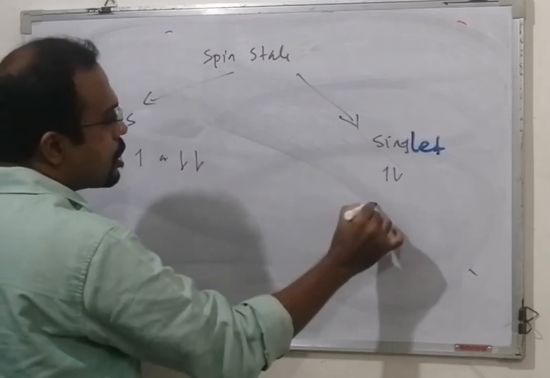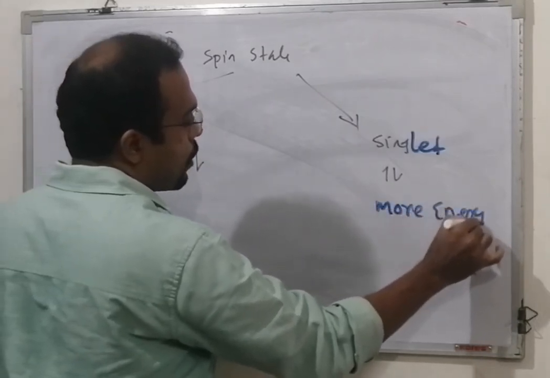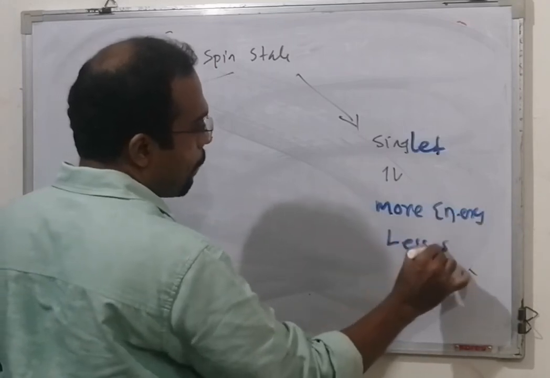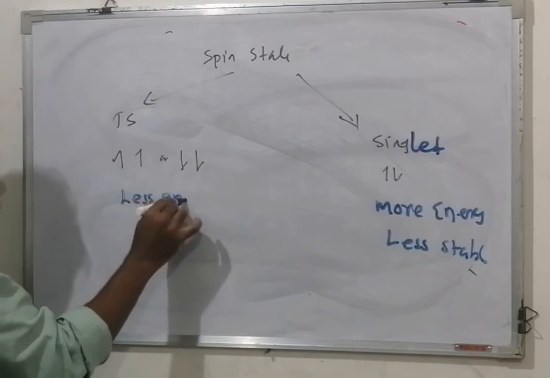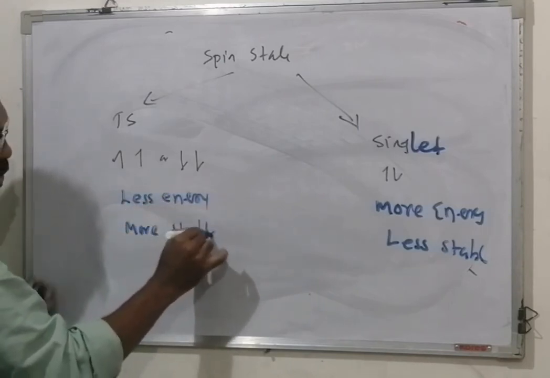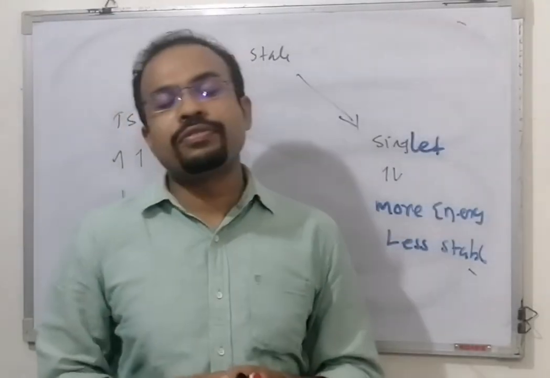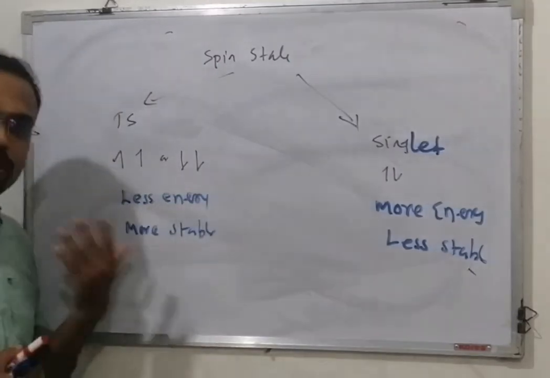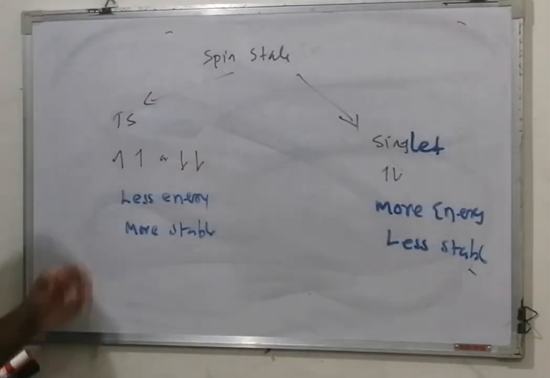And this is the more energy state or less stable state. This is the less energy state, more stable state. It is forbidden. That is the wonder of our chemistry. In chemical terms, this is forbidden, but it is less energy, more stable.